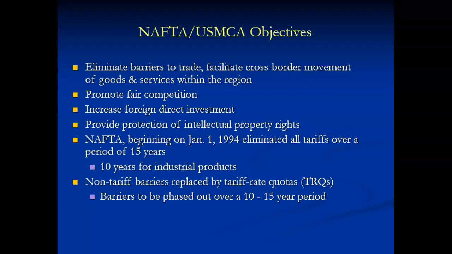So as I was saying, the objectives of the USMCA were to eliminate barriers and facilitate cross-border movement of goods and services. So that happened. Other objectives were to promote fair competition. That's debatable. To increase foreign direct investment. That means countries could invest in each other. That, to a large degree, has been happening. Providing more protection for intellectual property.